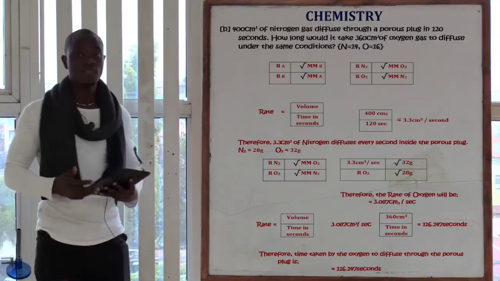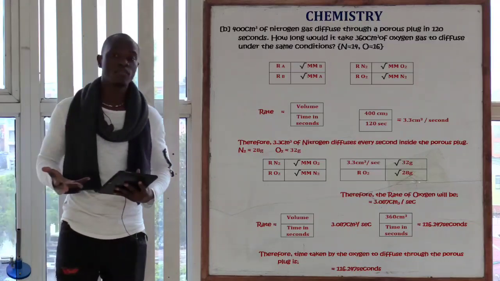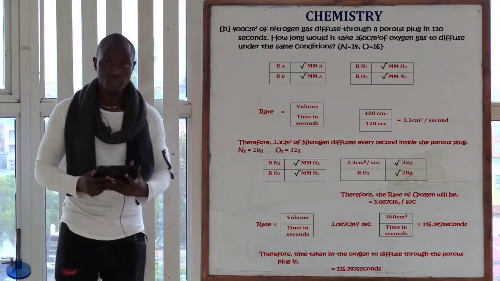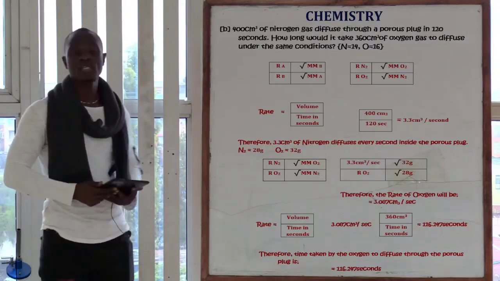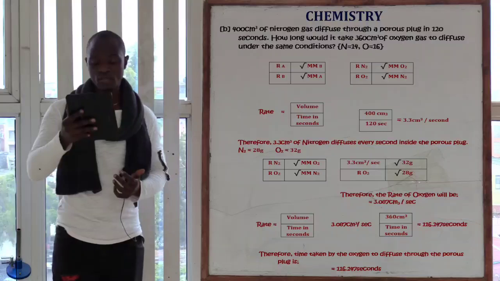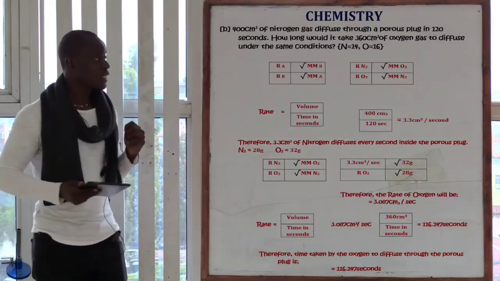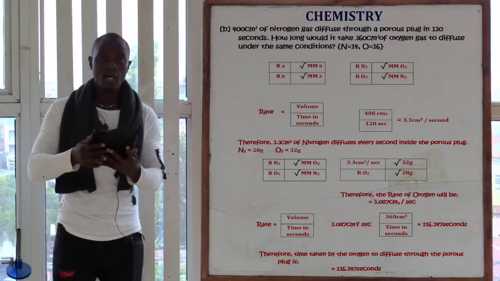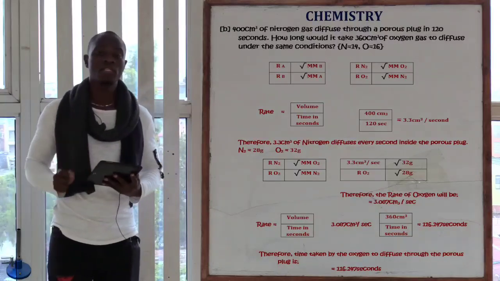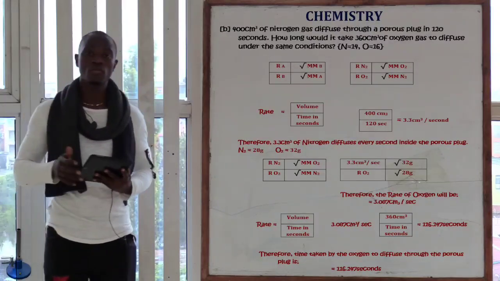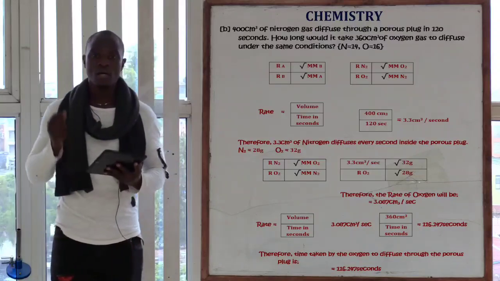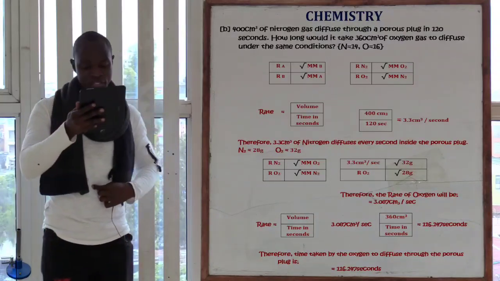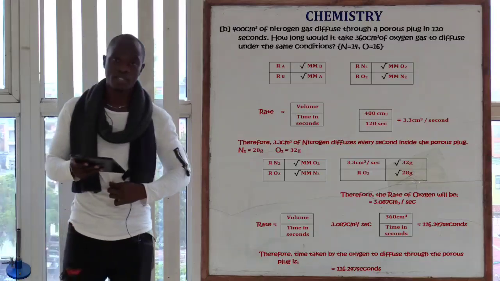So we already have these values, whereby having these values, it can now be easy to calculate the rate by which nitrogen is diffusing. So if we divide 400 centimeters cubed by 120 seconds, we're going to get that nitrogen diffuses at 3.3 centimeters cubed per second through that porous plug. So that is the rate whereby nitrogen is diffusing through that porous plug. So we have 3.3 centimeters cubed per second.